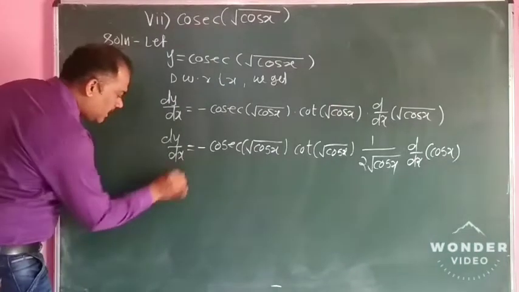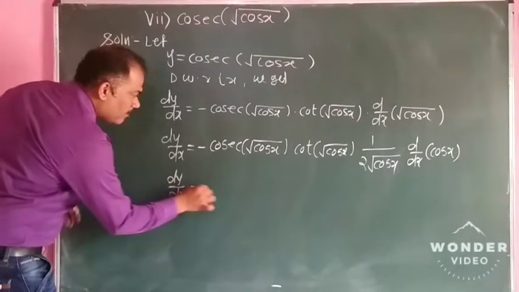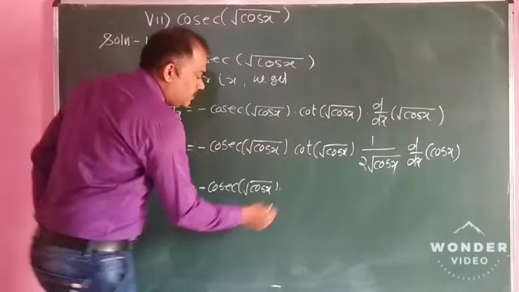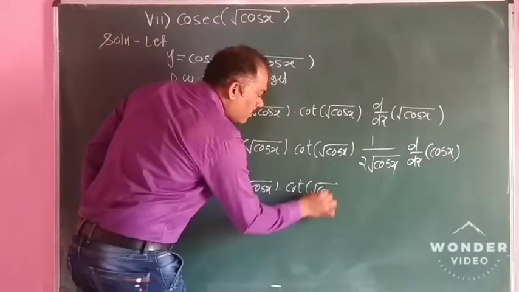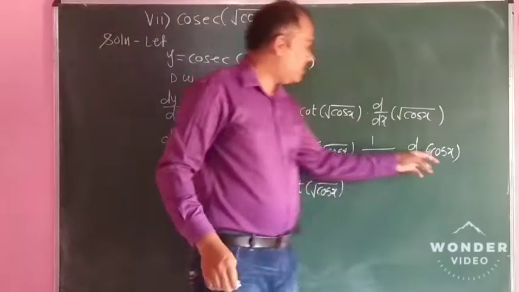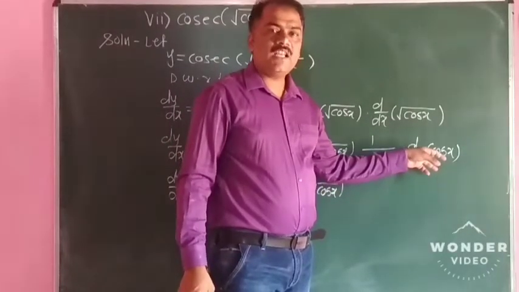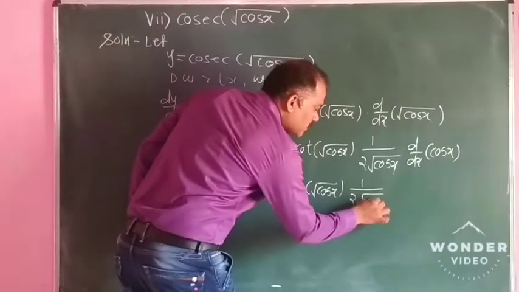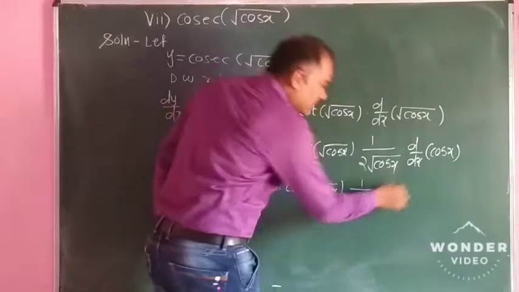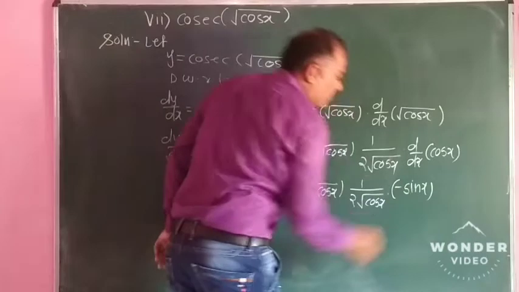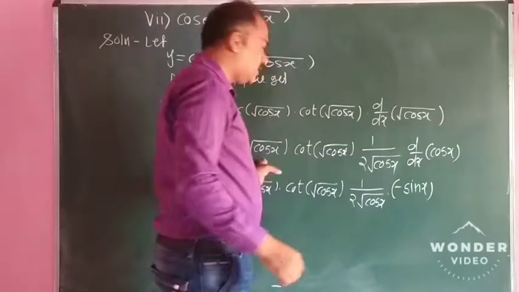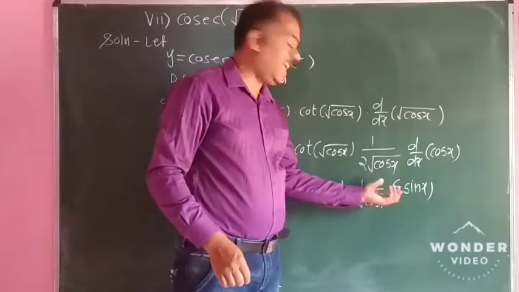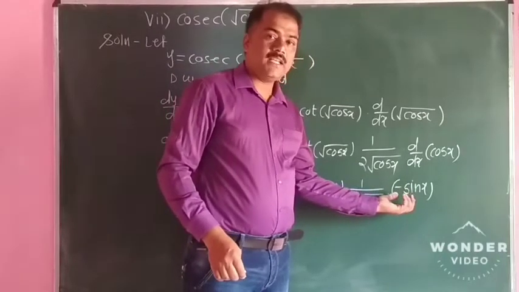Okay, that is nothing but dy by dx is equal to minus cosec of root of cos x into cot of root of cos x into... What is the derivative of cos x? The derivative of cos x is minus sin x, so we can write 1 upon 2 times root of cos x into d/dx of cos x, which is minus sin x. Okay, d/dx of cos x is multiplied to this factor. Here the minus sign is there, so we can write it in the bracket, that is, in the bracket we can write minus sin x.